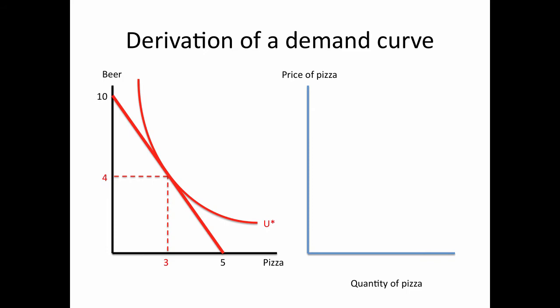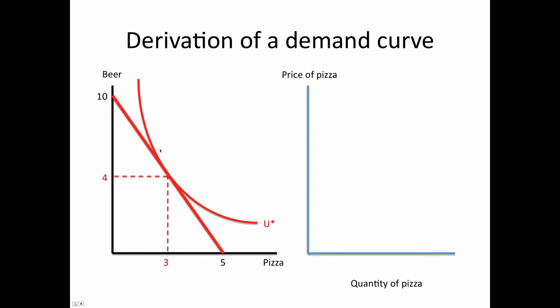So on the left-hand side of the screen, I've got the indifference curve diagram, and then on the right-hand side, I've got a new diagram. And in this new diagram, we're going to draw a demand curve. I've got quantity of pizza labeled on the x-axis and price of pizza labeled on the y-axis.